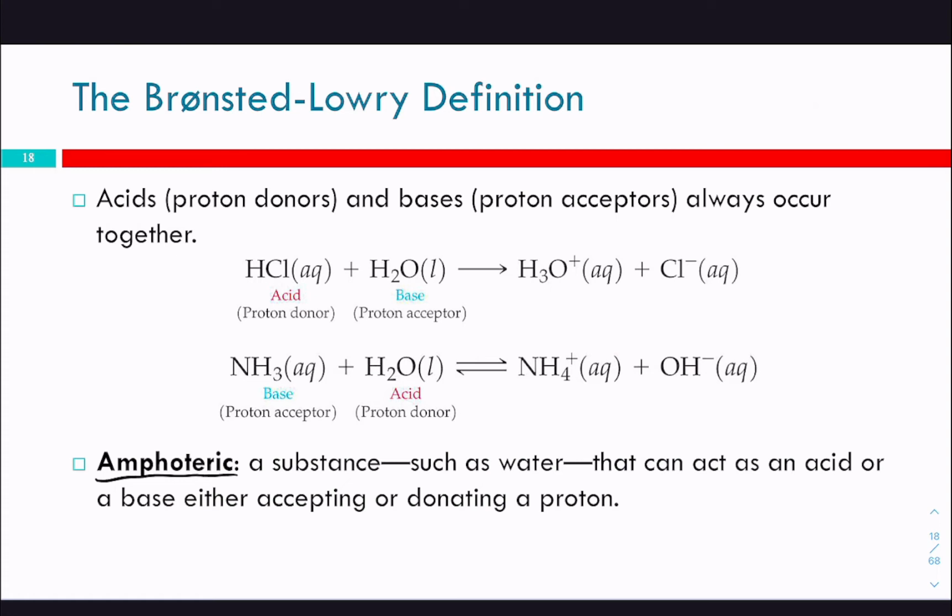So for this first one, we have our hydrochloric acid. That proton gets donated to water, and we get H3O+. If we have ammonia, now water is donating one of its protons to the ammonia to make ammonium. And so water here is acting as the acid.